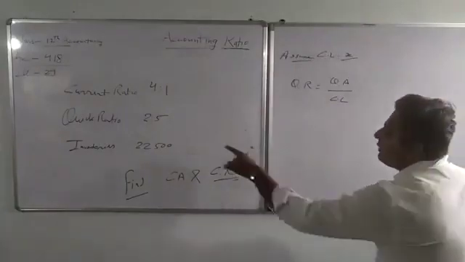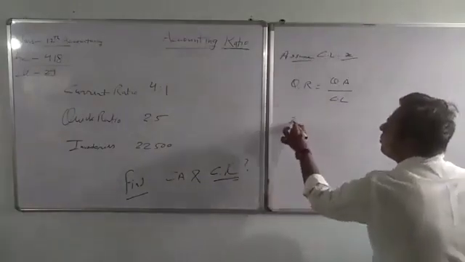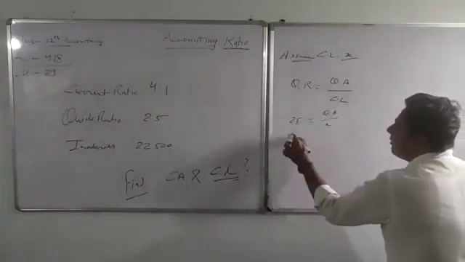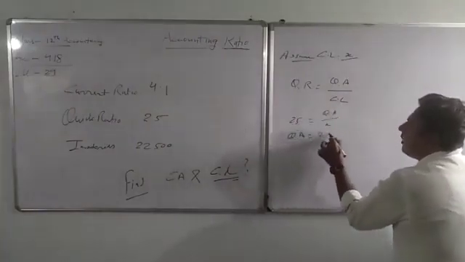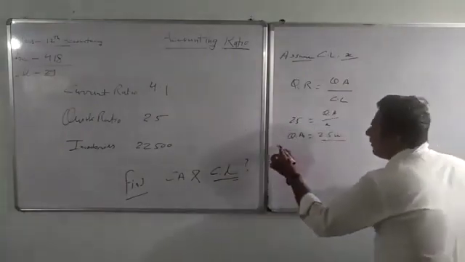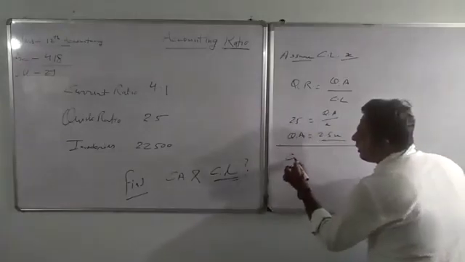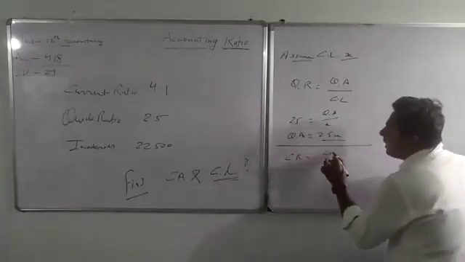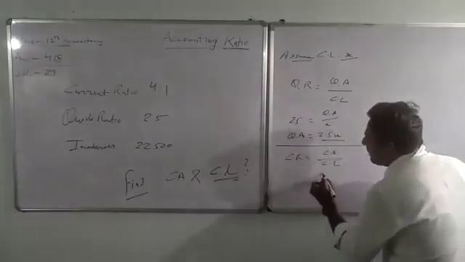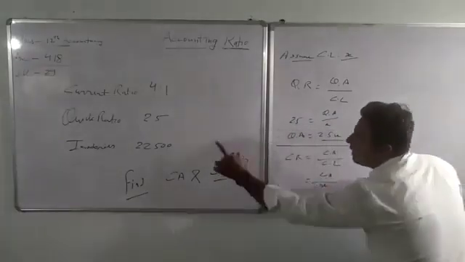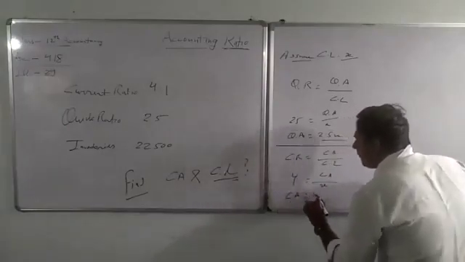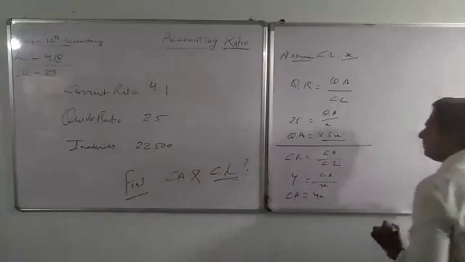Now, we have the quick ratio. How much quick ratio? 2.5. Current liability X. So, quick asset will be 2.5x. Same as it is, current ratio is equal to current asset divided by current liability. Current liability X, current asset as it is. Current ratio is given 4. So our current asset is 4x.